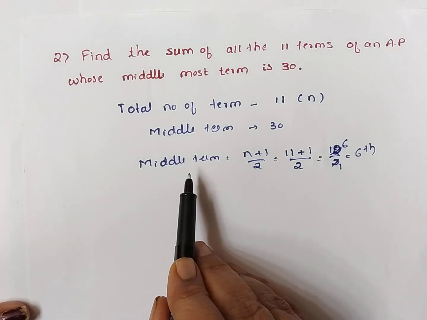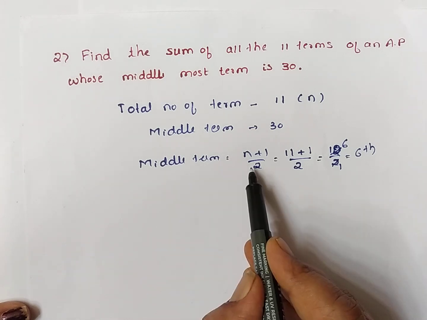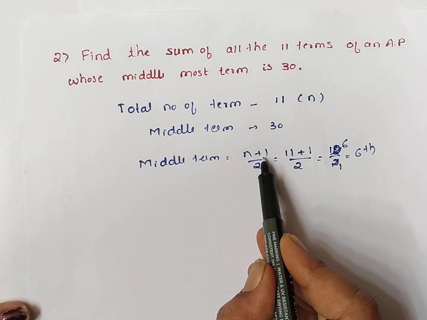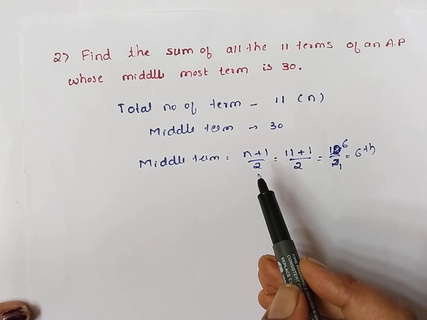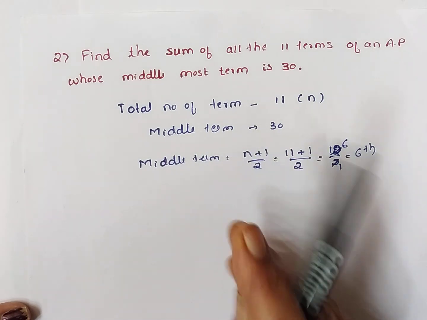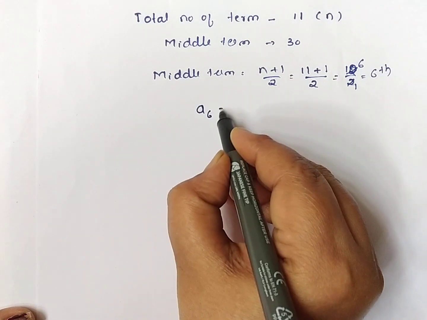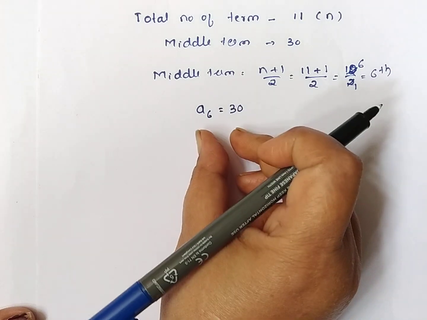So there are actually two formulas. When the number of terms is odd, we use this formula to find the middle term, that is n plus 1 divided by 2. When the number of terms is even, there is another formula, which we will discuss later. Now the 6th term, that is a6, equals 30. This is the middle term.